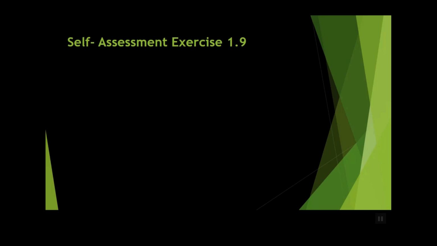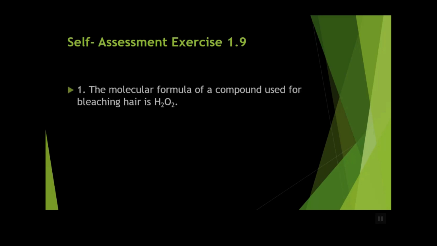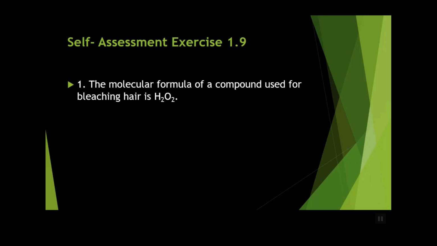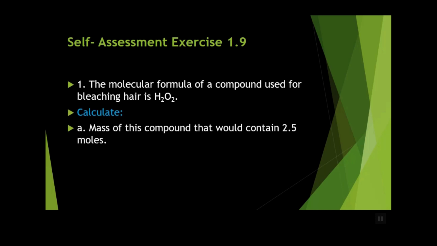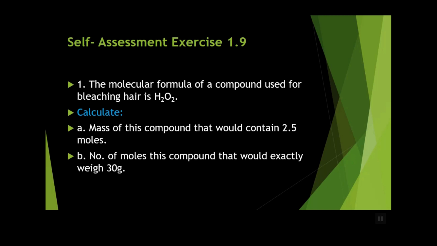Now self-assessment exercise 1.9. The molecular formula for the compound used for bleaching hair is H2O2, hydrogen peroxide. Calculate A, the mass of this compound that would contain 2.5 moles. B, the number of moles of this compound that would exactly weigh 30 gram. Students, you can see in part A we have 2.5 moles of H2O2, while in part B we have 30 gram of H2O2.